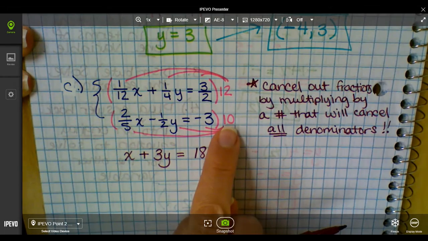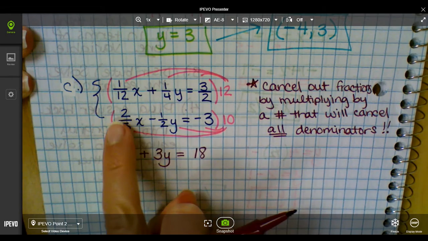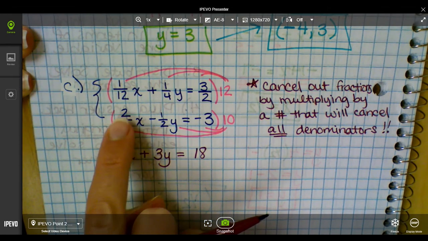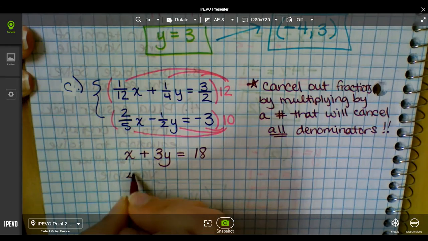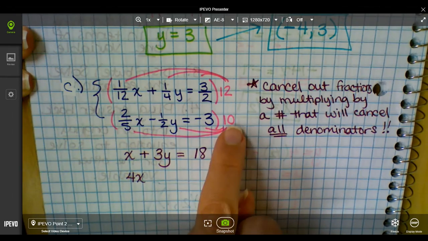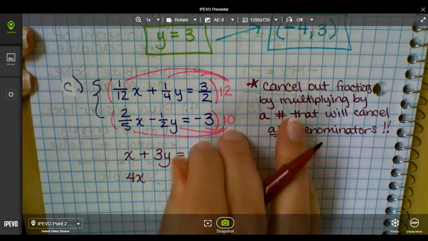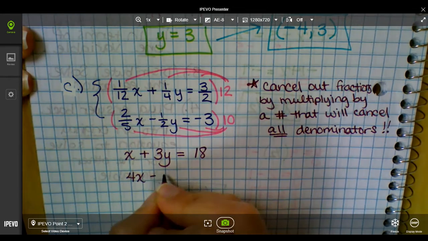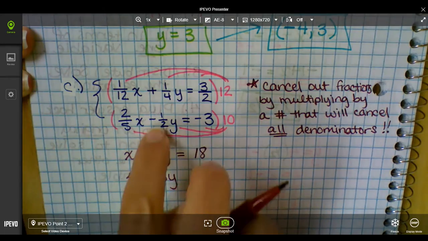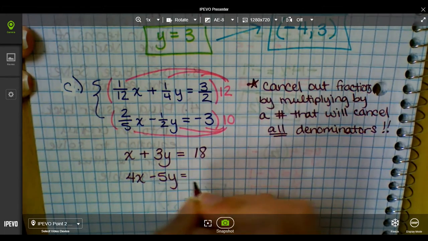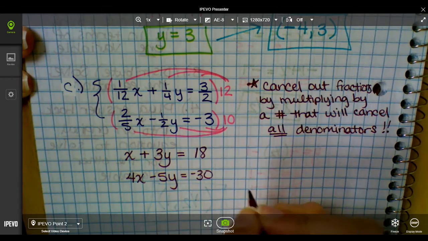And then I'm going to do the same thing over here. Start distributing the 10. So I'm going to do 10 divided by 5. That's 2. 2 times 2 is 4, so I have 4x. Go over here, 10 times 1/2. Anything times 1/2 is just half of itself, or you could do 10 divided by 2, which is 5 times 1. Don't forget that this one is negative, so it's going to be -5y. And then the 3 doesn't have a denominator, so 10 times -3 is just going to be -30.